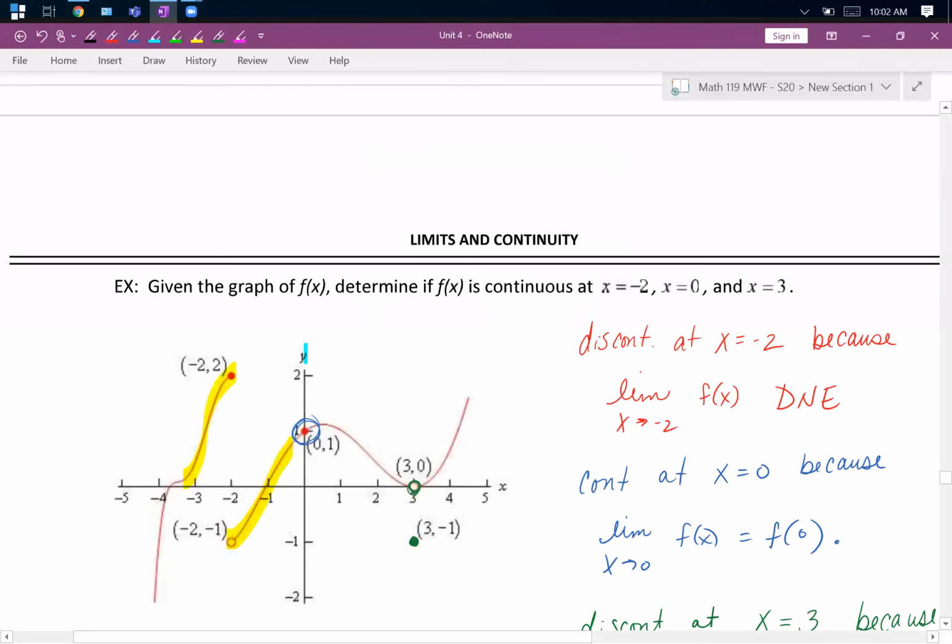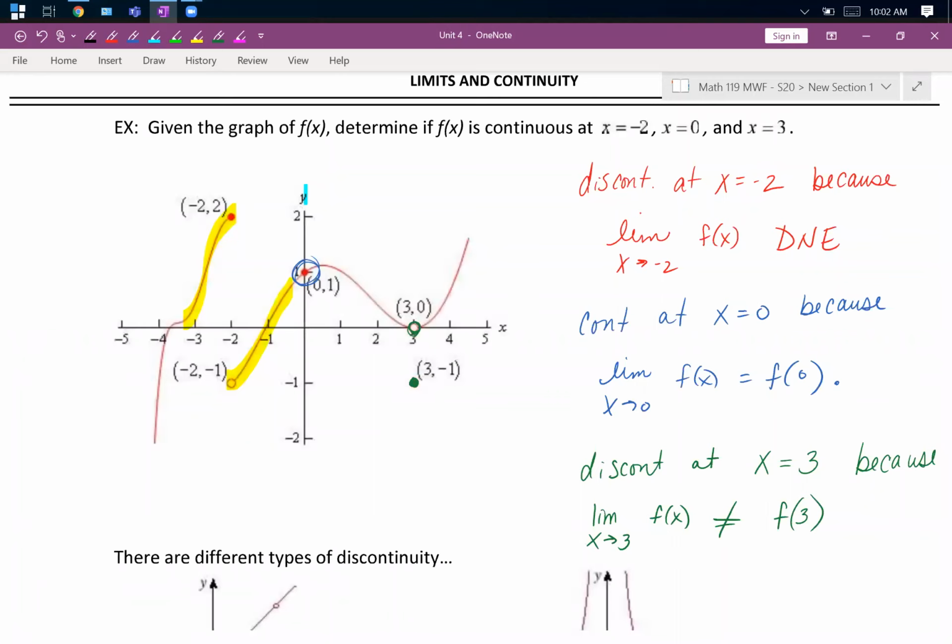the limit as x approaches -2 from the left is way up here at 2. The limit as x approaches -2 from the right is down here at -1. They don't match, so the limit overall as x approaches -2 does not exist.